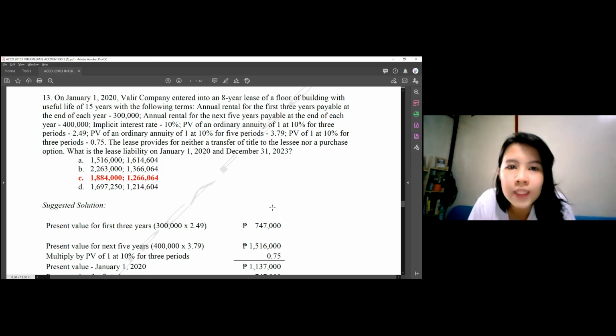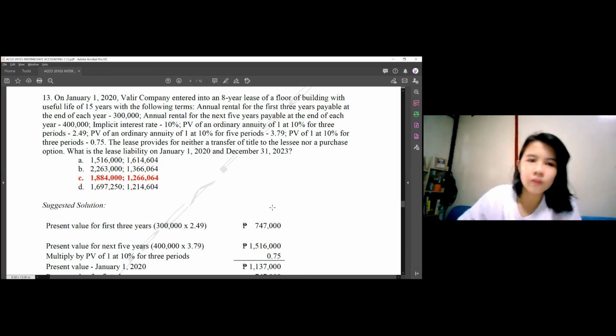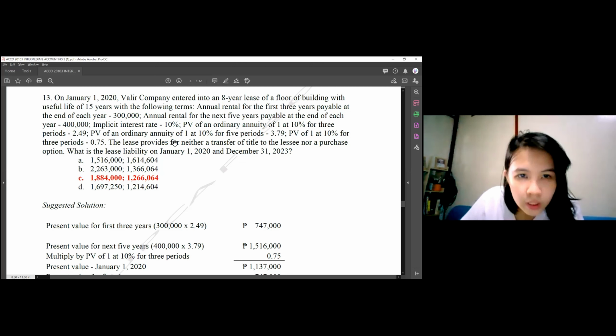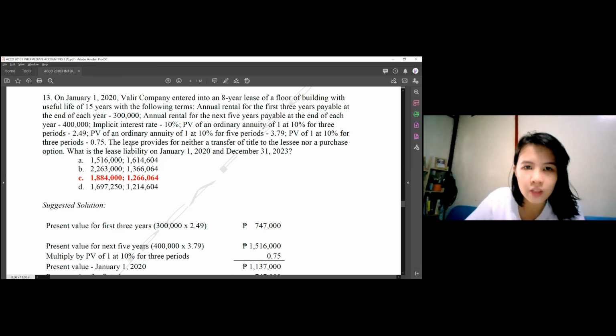So, ang present value of an ordinary annuity at the end of each period is 2.49. Next, for 5 periods naman ay 3.79. And for 3 periods is 0.75. The lease provides for neither a transfer of title nor a purchase option. Okay, so what is the lease liability on January 1, 2020 and December 31, 2023?